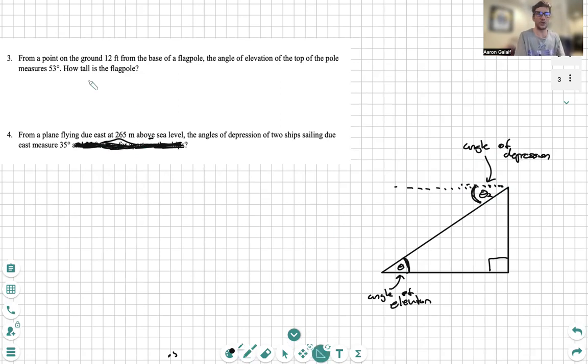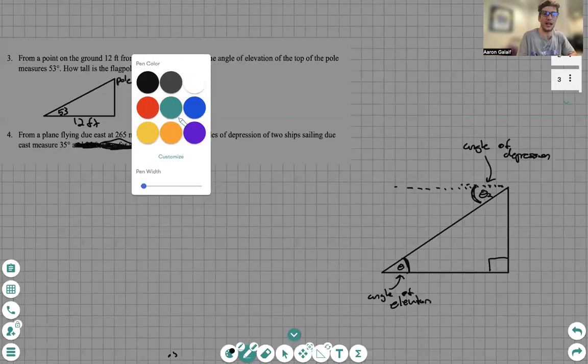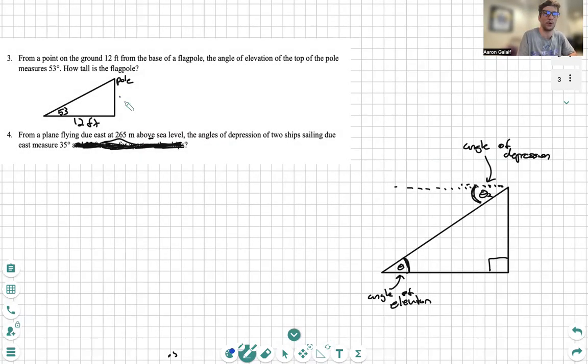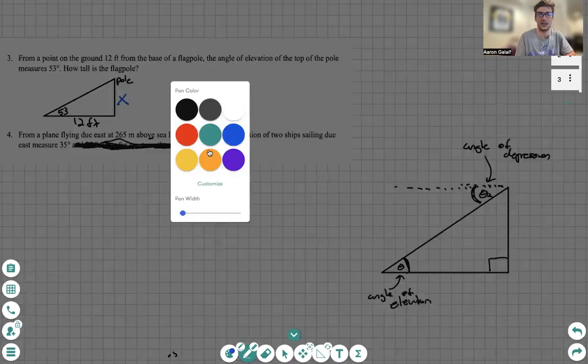The first thing we need to do is draw our triangle. We are 12 feet from the base, so we know that this is 12 feet. We can assume that this is our pole. Our angle of elevation is 53, so it goes there like we just discussed. Our angle of elevation goes right there, 53. And then we need to know how tall the pole is, so that is our x.